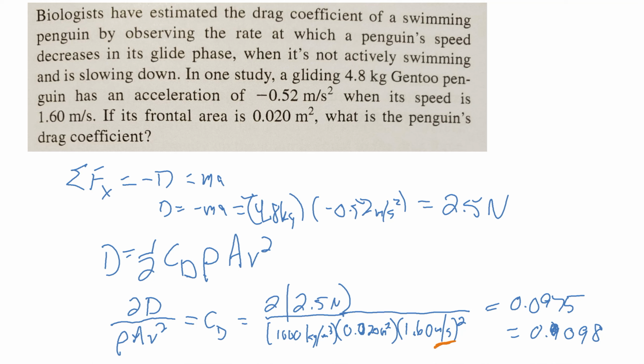I have meters squared here, I have meters squared here, so I have meters to the 4th. On the bottom, on this first one, I have meters to the 3rd. So meters to the 4th divided by meters to the 3rd becomes meters. So I have kilograms times meters per second squared, which is newtons. Newtons divided by newtons divide out. So I'm good. I have a unitless answer. 0.098 is my answer, and I'm good.